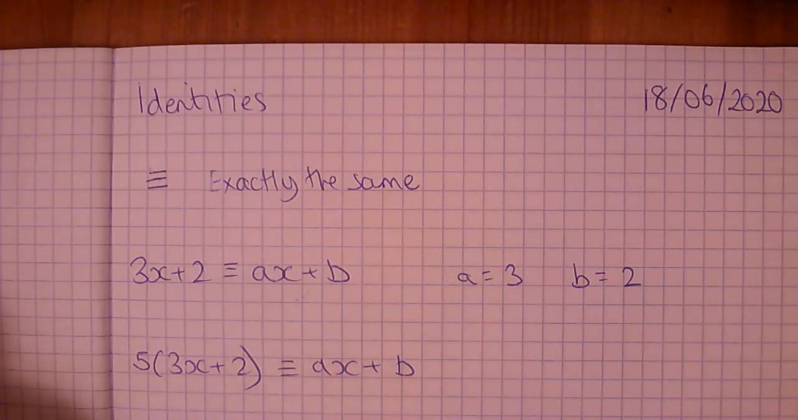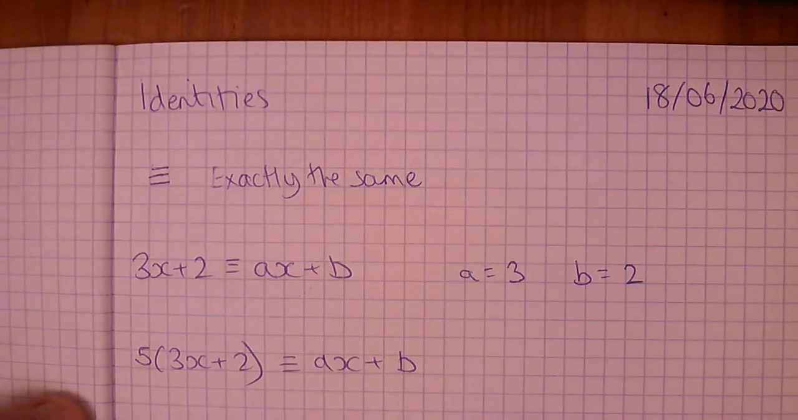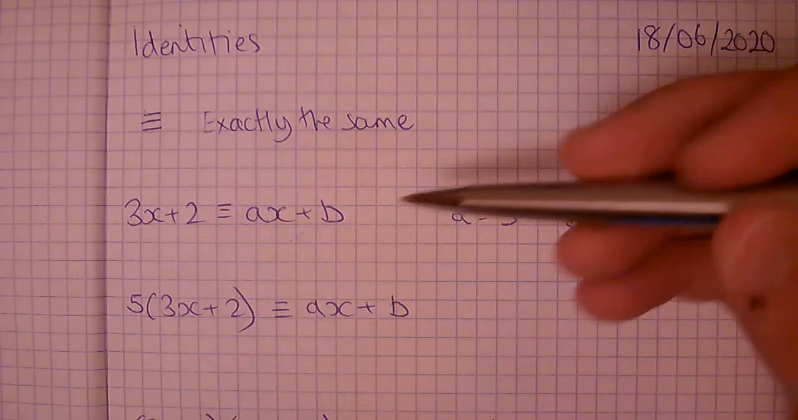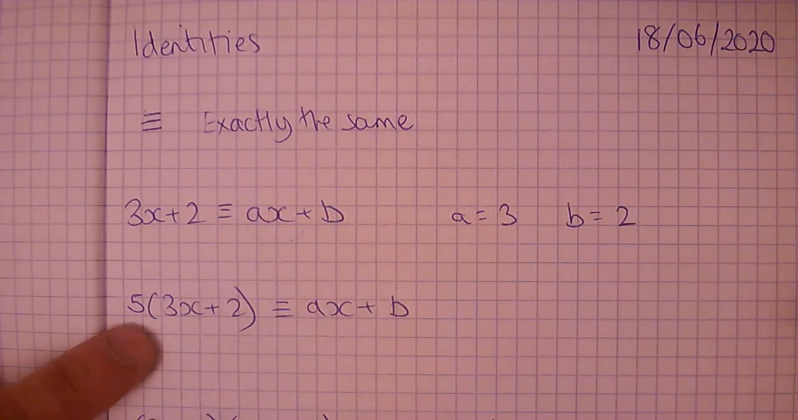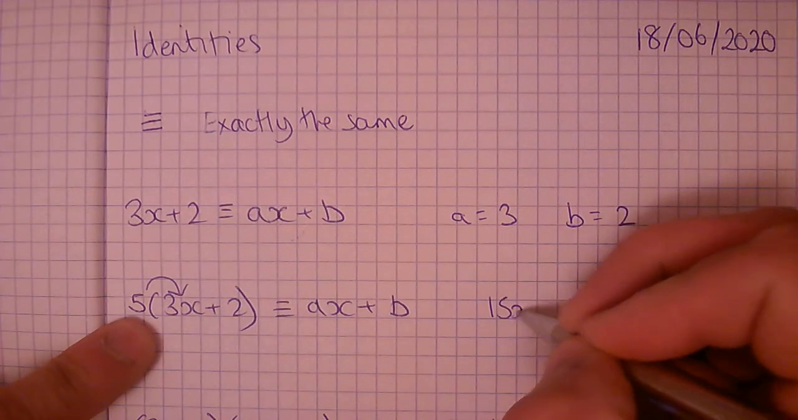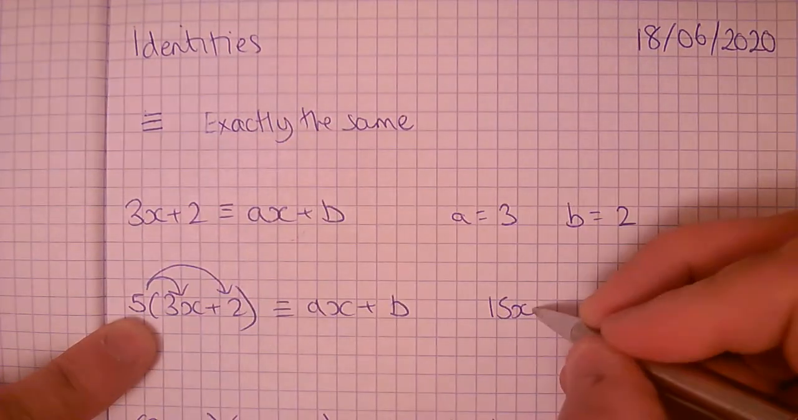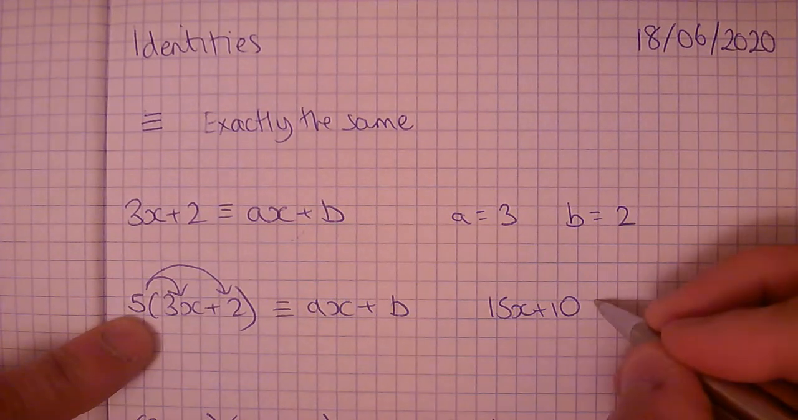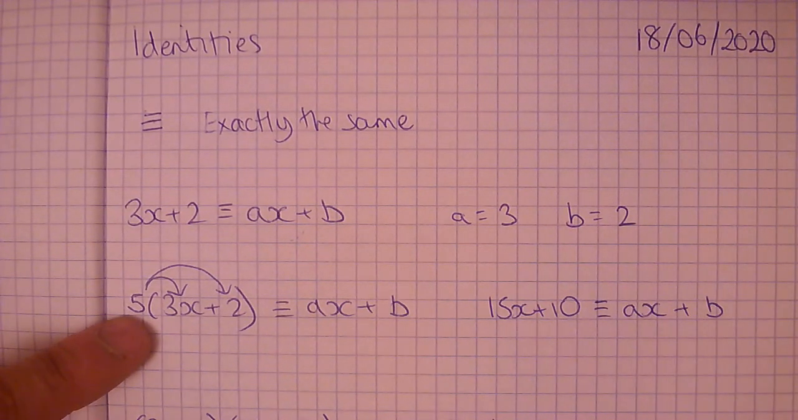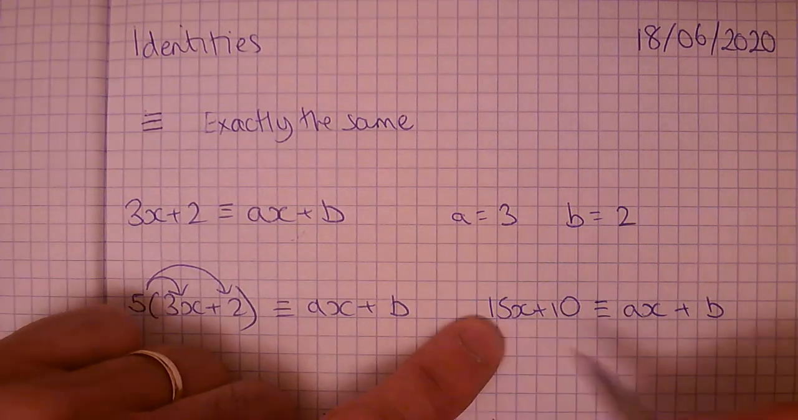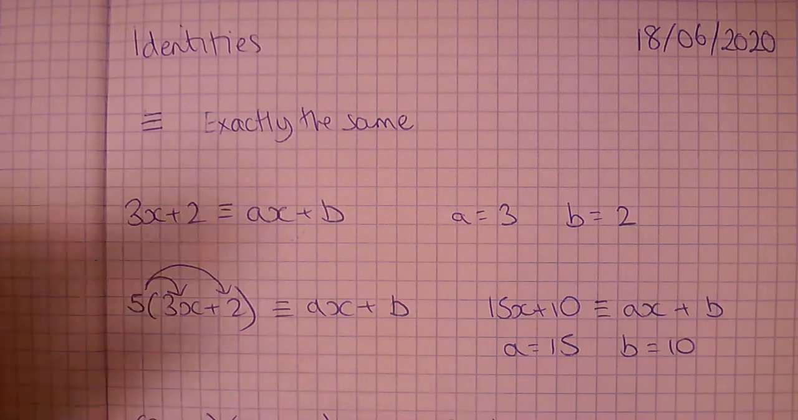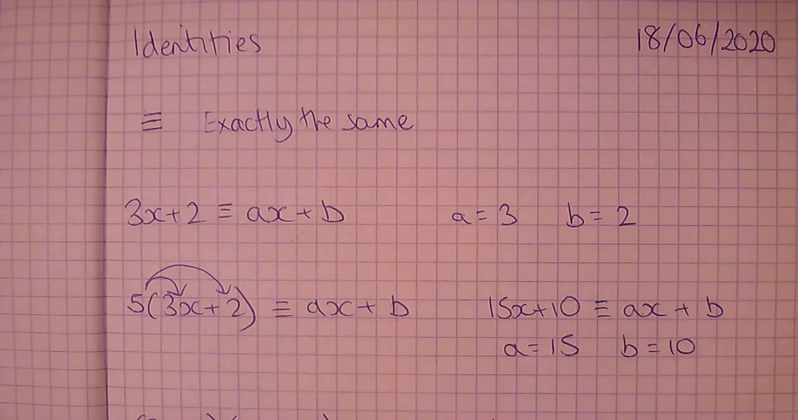Now they're going to get a little bit harder than that, and my second question is an example of that. So now I've got 5 times the bracket 3x plus 2 identically equal to ax plus b. Now remember, as soon as we see a bracket we want to multiply it out. So 5 times 3x is 15x, 5 times 2 is 10. I've got my first mark already, and that's identically equal to ax plus b. Same process now applies. A must be 15 and b must be 10. Going to be a 3-mark question at grade 4 to 5.